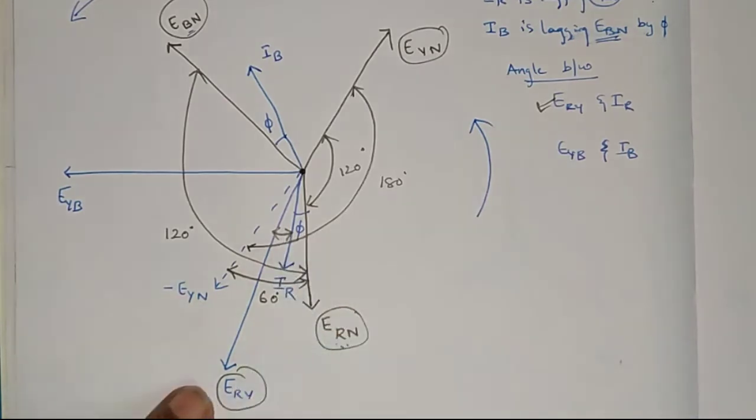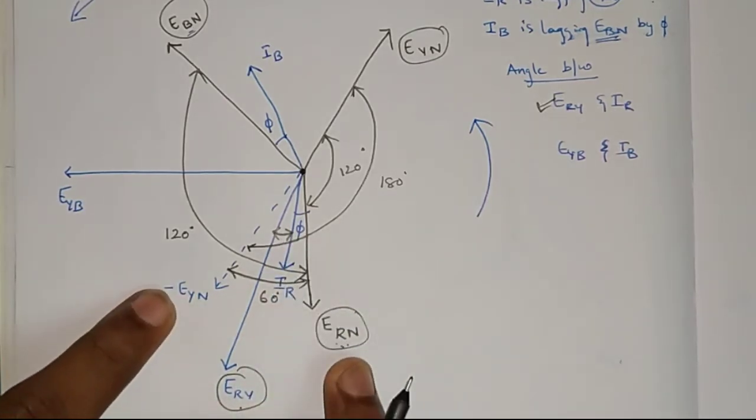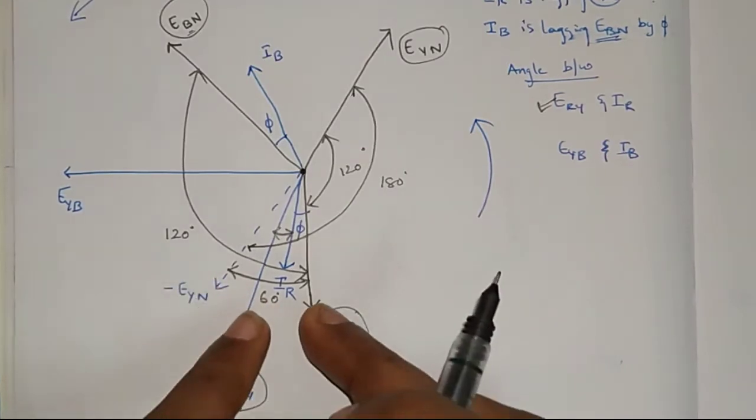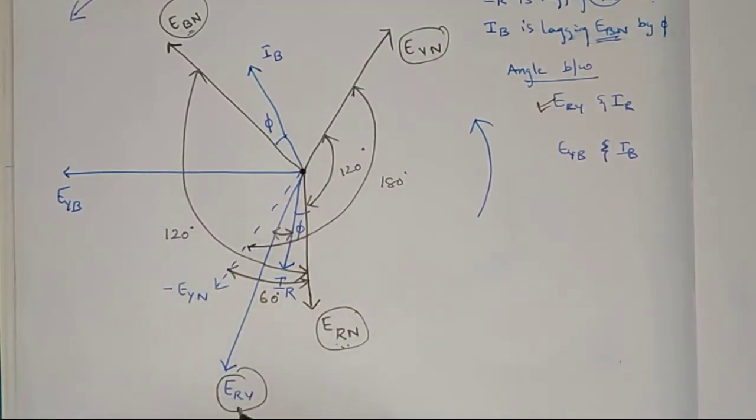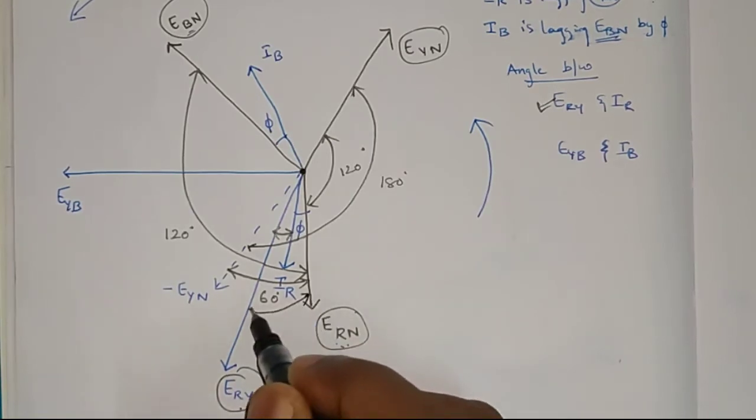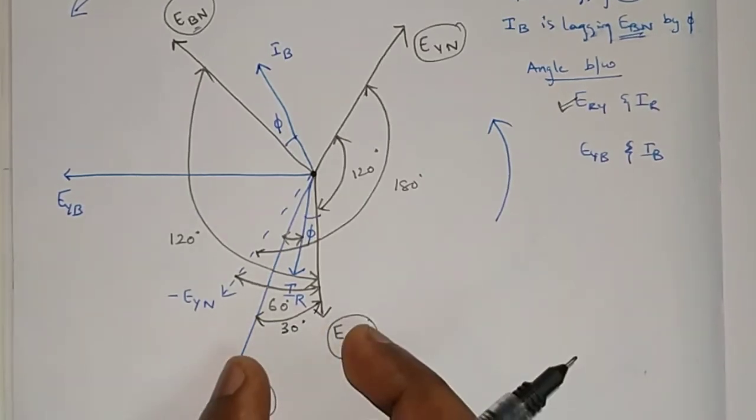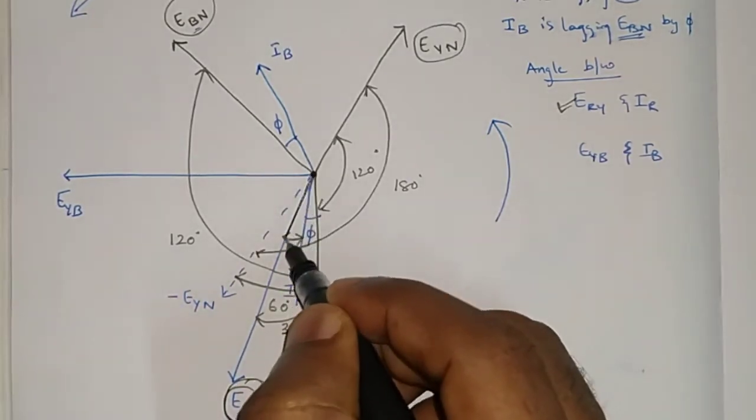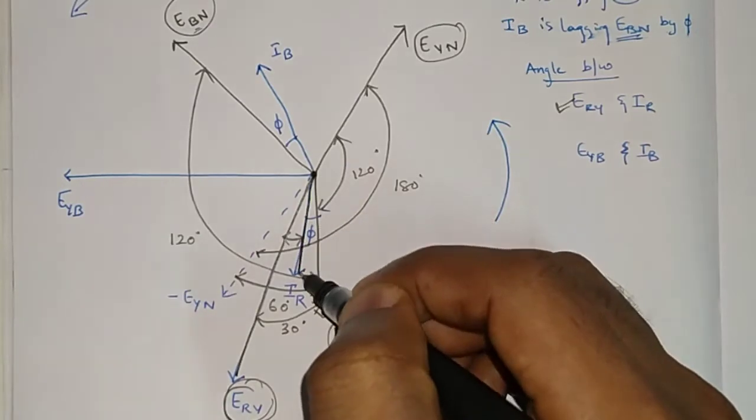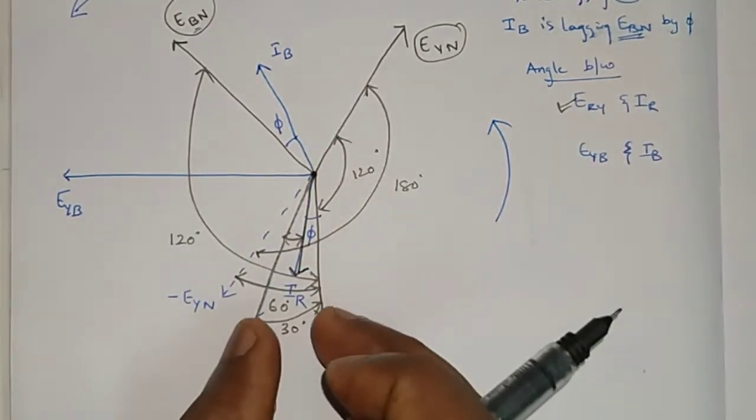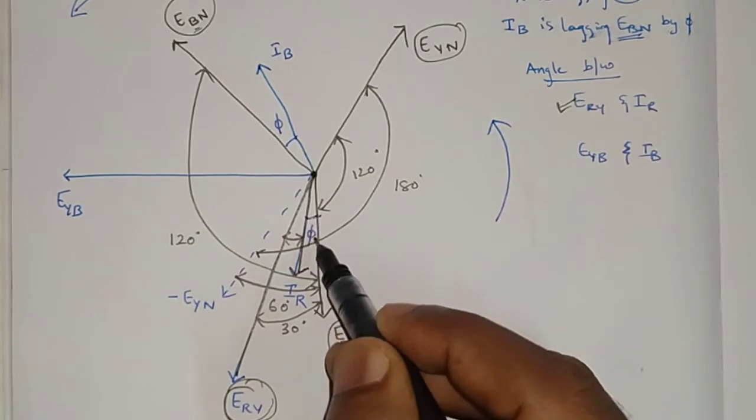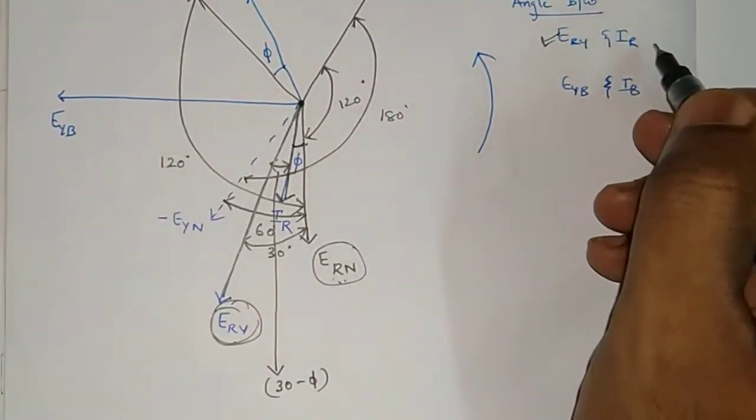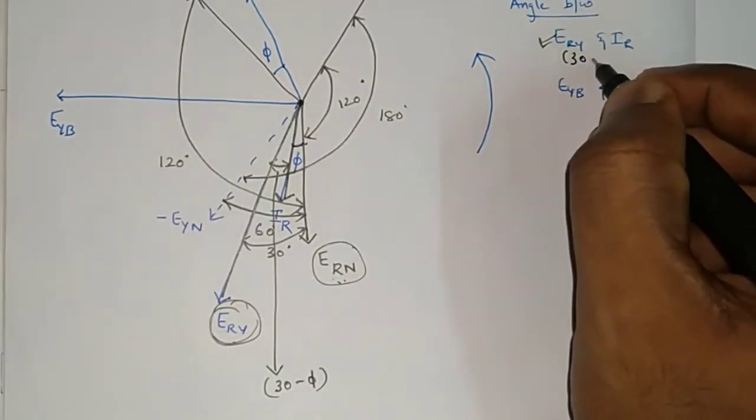Okay, I am going to find out the angle between ERY and IR. So this will be 60 degrees. I have drawn the resultant vector which will be exactly in the middle, so this will be 30 and 30 degrees. So the angle between ERN and ERY will be 30 degrees. I need to find out the angle between ERY and IR. So this will be 30. This angle is phi. What about this angle? 30 minus phi. So the angle between ERY and IR you will get as 30 minus phi.